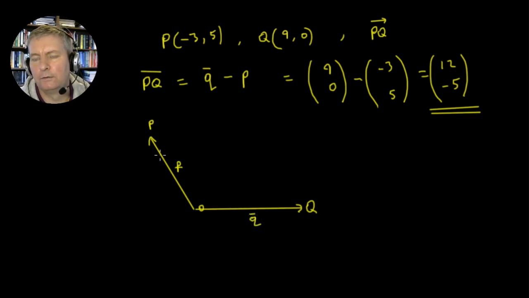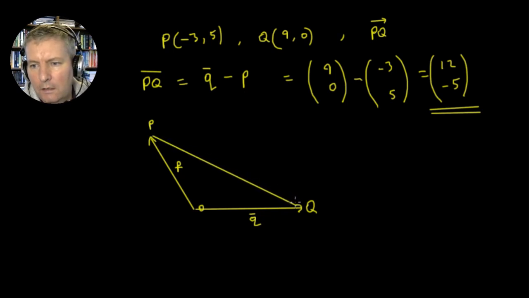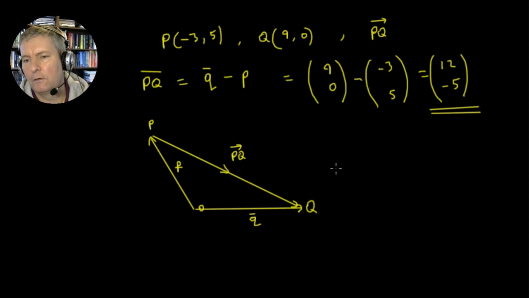So now what we want to do is find the vector PQ. So we want to go from point P to point Q. So we'll go from this point to this point here. So this is going to be our vector PQ, which is what we're looking for. So that's going to be equal to minus P plus Q, or equivalently we can say it's going to be Q minus P.